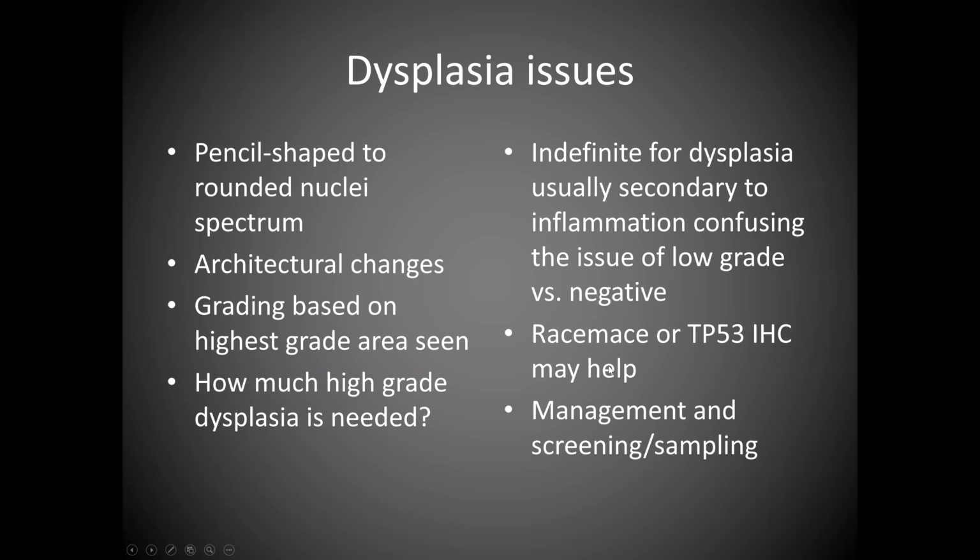Occasionally, immunohistochemistry has been touted as being able to help you, such as looking for TP53 staining and uptake. That may be helpful. Racemase has been occasionally touted. But by and large, I don't think there are very many people who place all their bets here. They tend to look a lot at the morphology and to evaluate on that basis.